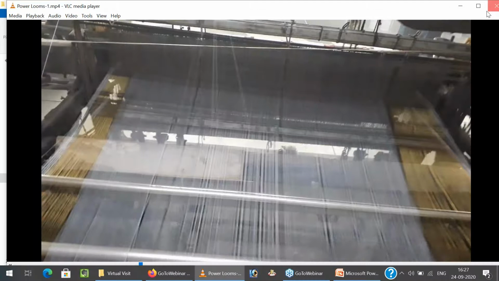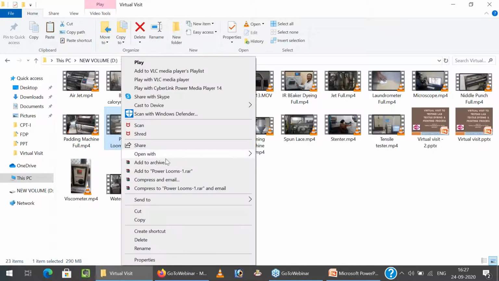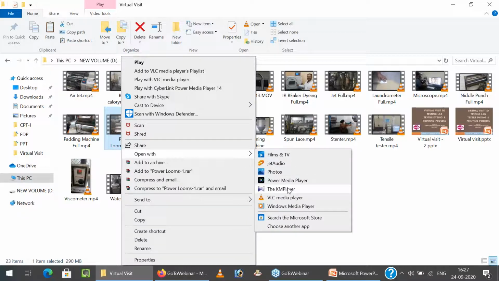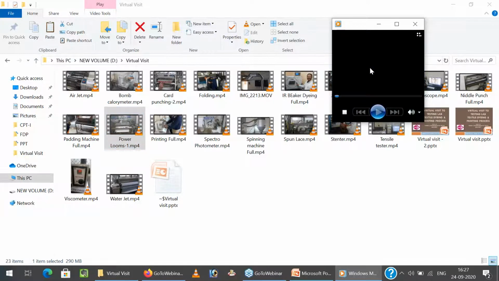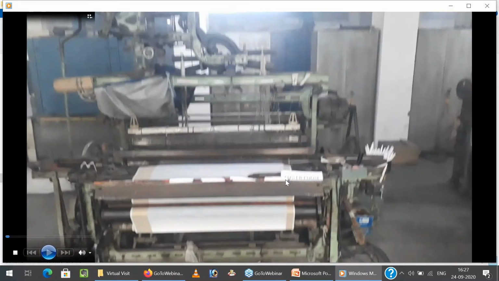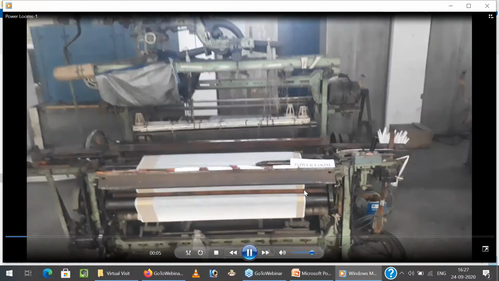Sir, instead of that VLC media player, is it possible to play it with Windows Media Player? Okay, sir. You right click on that and choose play with Windows Media Player. Let us try with this. Okay, I think it is working fine.